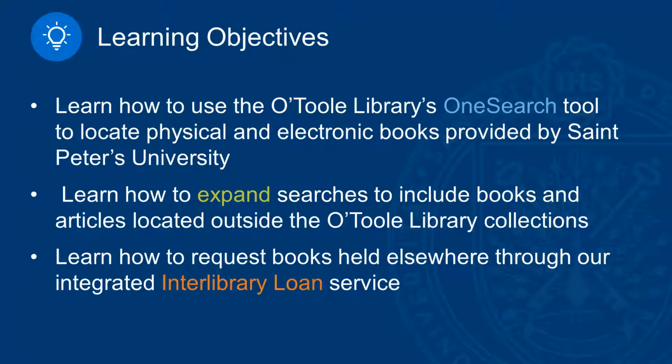In this tutorial, you'll learn how to use the O'Toole Library's OneSearch tool to locate physical and electronic books and journal articles provided by St. Peter's University. You'll also learn how to expand your searches to include books and articles located outside of the O'Toole Library collections in other academic libraries. And lastly, you'll learn how to request books held elsewhere through our integrated interlibrary loan service.